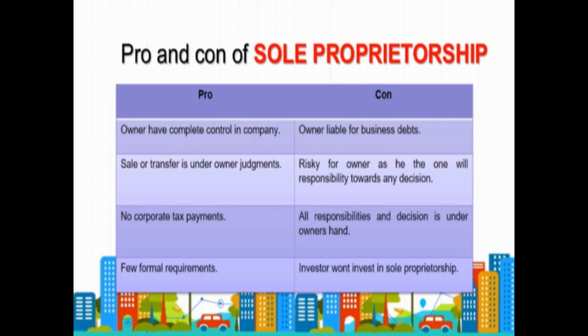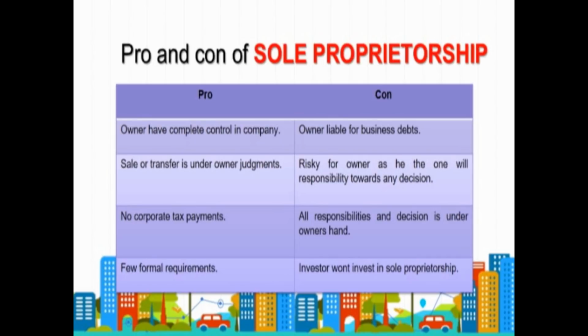Okay, the pro is ataupun advantages, owner have complete control in the company. Okay, because we are the only kita kata owner in the company, of course we can make any kind of decision. Okay, the second advantage, sales of transfer is under owner judgment. So if we want to do any kind of transaction, the decision is made by the owner itself. So we don't get judgment from others because we are the only one. Maksudnya the only owner in the organisation.